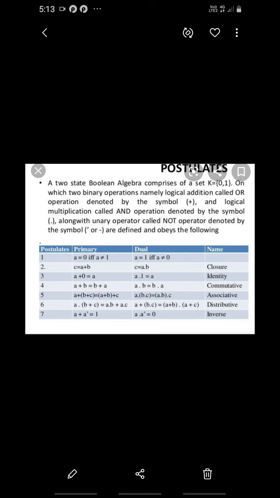Second postulate: C is equal to A plus B. In the dual form, C is equal to A into B. Its name is closure. Third postulate: A plus 0 is equal to A. In the dual form, A into 1 is equal to A. That postulate's name is identity.